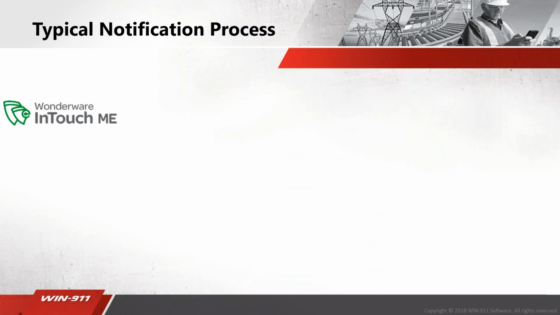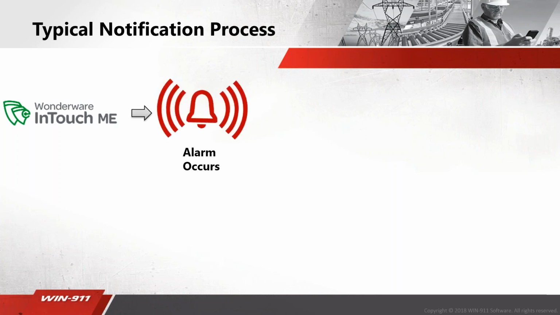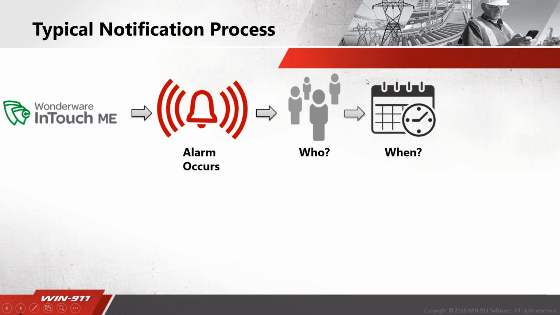So what we'll go ahead and do now is talk about what we think the typical notification process looks like without an alarm notification system like WIN-911. If you have an InTouch ME application, when an alarm becomes active, you need to figure out who you need to send it to. If you have a person whose job it is to monitor the control room, they see an alarm, they need to notify someone about it, they need to figure out who needs to be notified of the alarm, and they need to check to see if that person's available. Are they working today, or are they actually on site?